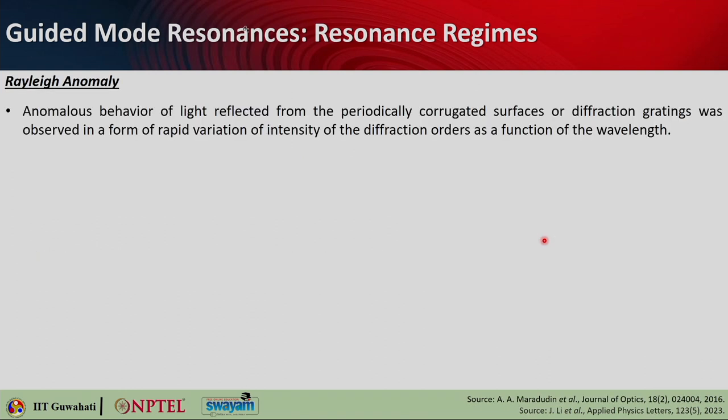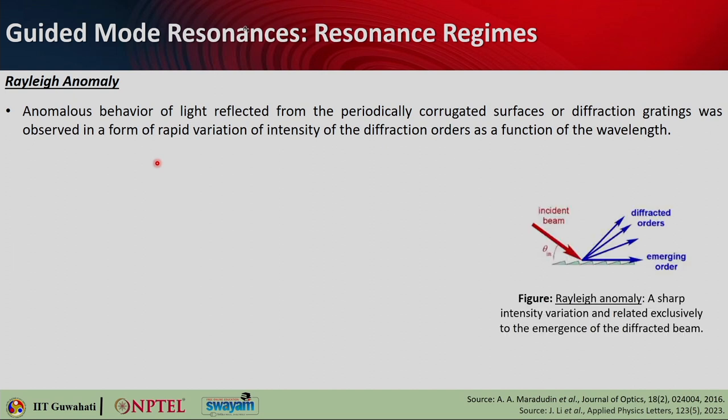Now, the Rayleigh anomaly is nothing but an anomalous or abnormal behavior of light reflected from a periodically corrugated surface or diffraction grating, observed in the form of rapid variation of intensity of the diffraction orders as a function of the wavelength. So it happens like this, a sharp intensity variation related exclusively to the emergence of diffracted beams when the incident beam is at glazing angle, and you will also get beams which are parallel to the surface of the grating.